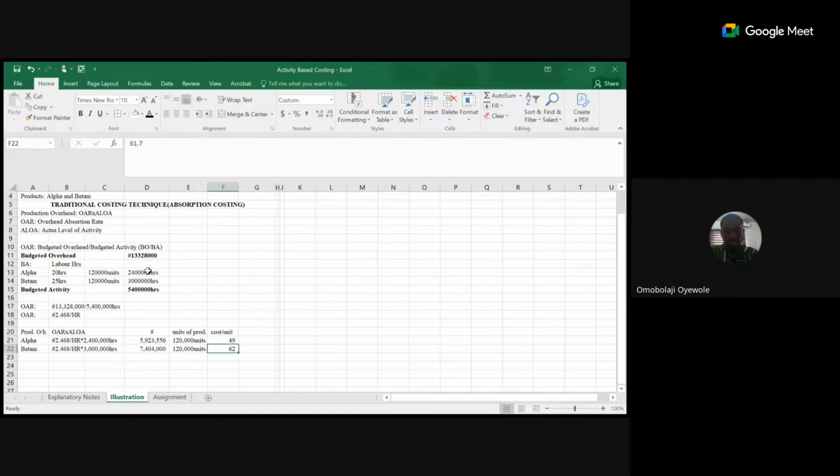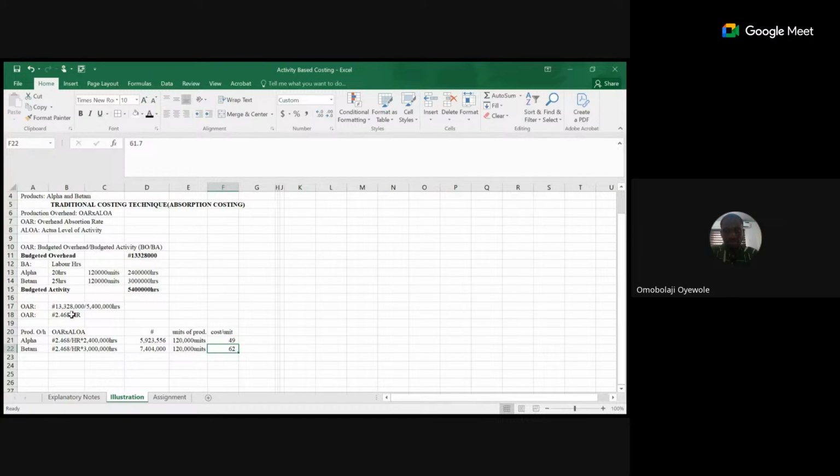The first one is what? 2,400,000 over 4,000 hours. Then the next one is what? 3,000,000 over hours. Then the next requirement says use the direct labor hourly rate to compute the overhead rate attributable to the unit of Alpha and Beta. So what's our overhead rate? Our overhead rate is 2.46 per hour.